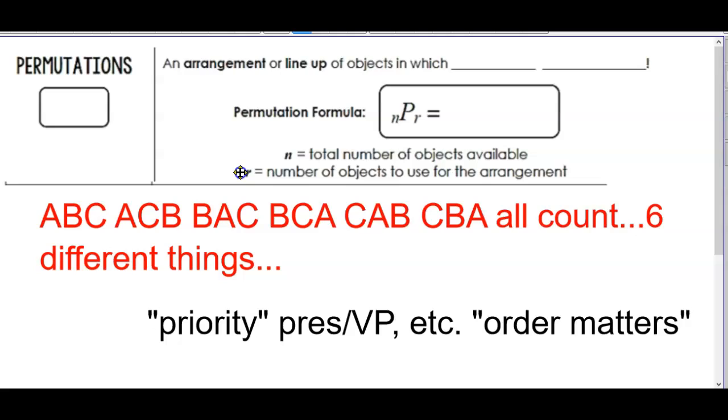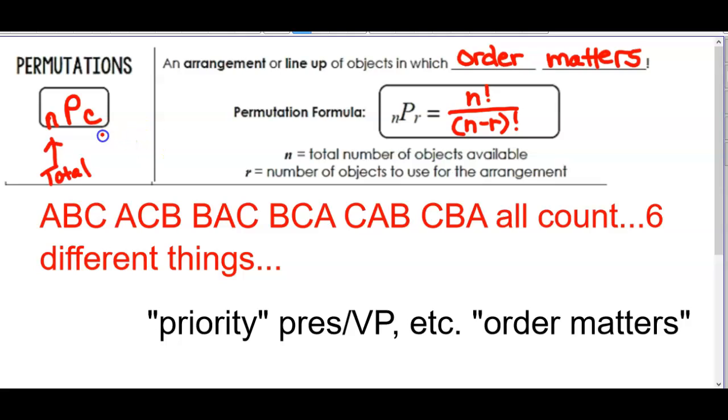All right. We use factorials in the definition of permutation. It's n factorial over n minus r factorial. So this is when you arrange or line up objects in which order matters. And to calculate the number of ways that can happen, you use what's called a permutation, which uses factorials.